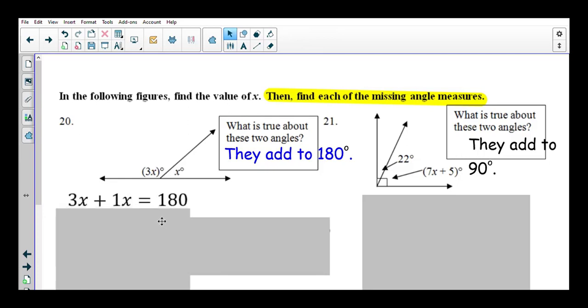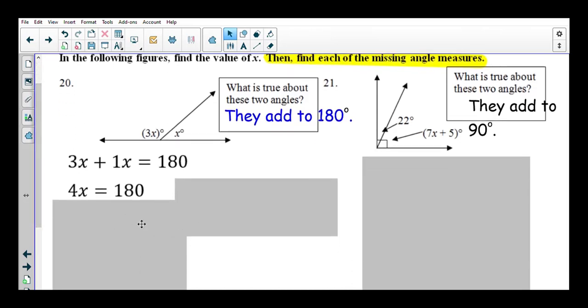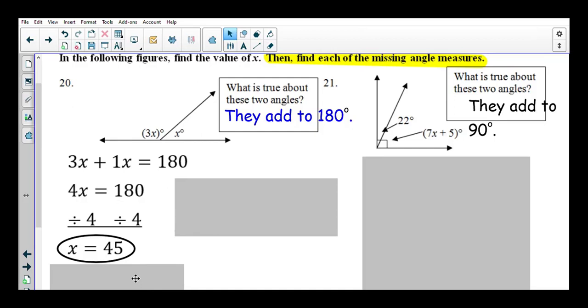So the equation I can write to represent this is just 3x plus x, which I wrote as 1x, equals 180. This gets us a lot more practice with solving equations. That gets us 4x equals 180 degrees. 3x plus 1x is 4x. Solve that using inverse operations. We divide both sides by 4. 180 divided by 4 is 45. So we know x is 45.